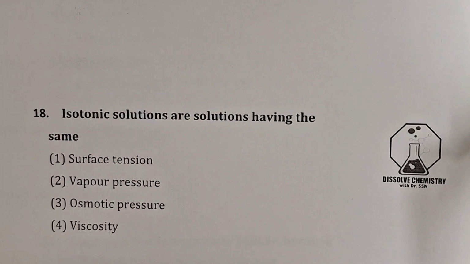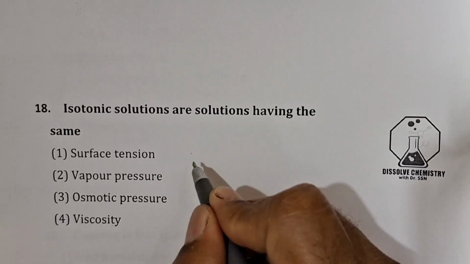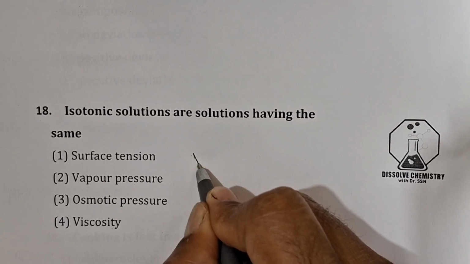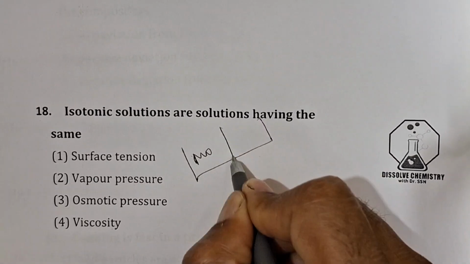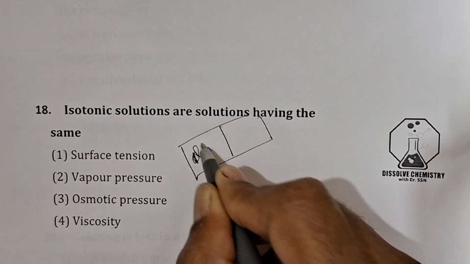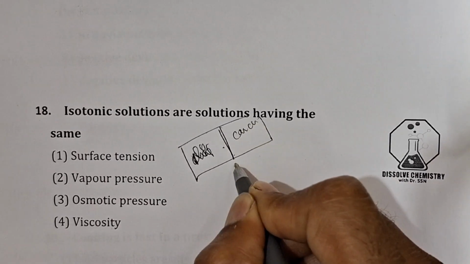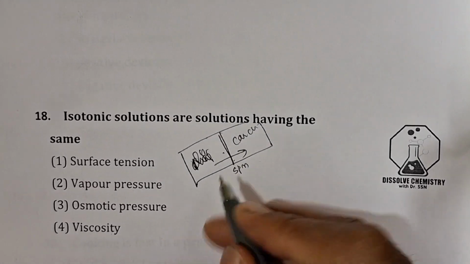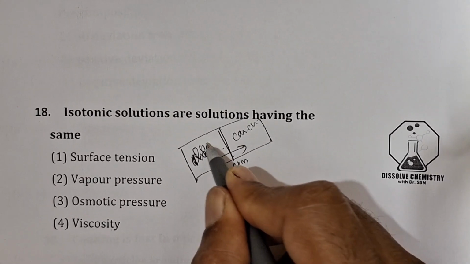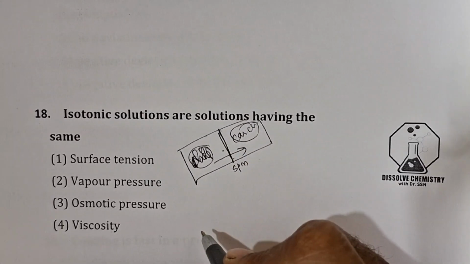Isotonic solutions are having the same, okay. So one thing you should remember, what is osmosis? First we will define. Osmosis means movement of the solvent molecule from dilute solution to concentrated solution through a semi-permeable membrane. We call it as osmosis, right? Now if the concentration of both the solutions are same, then there is no net osmosis, we call.